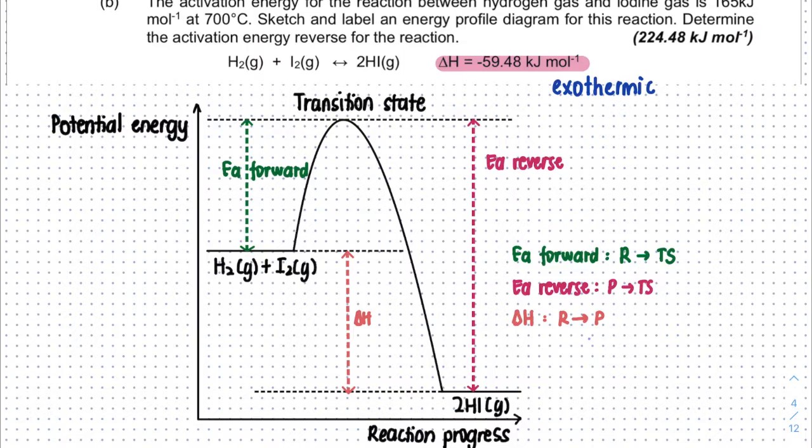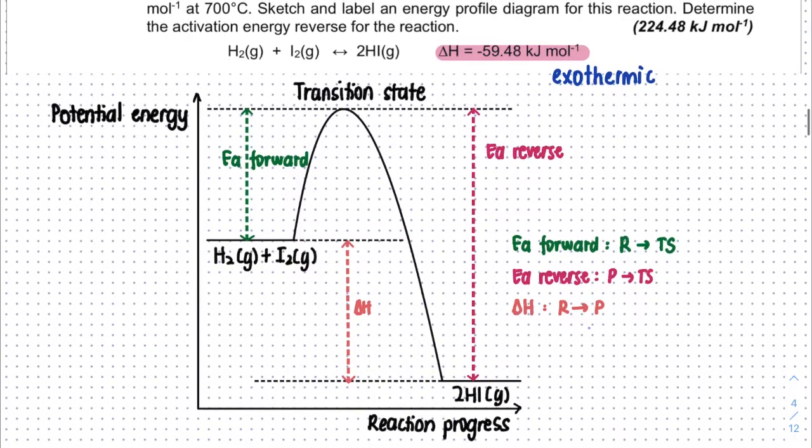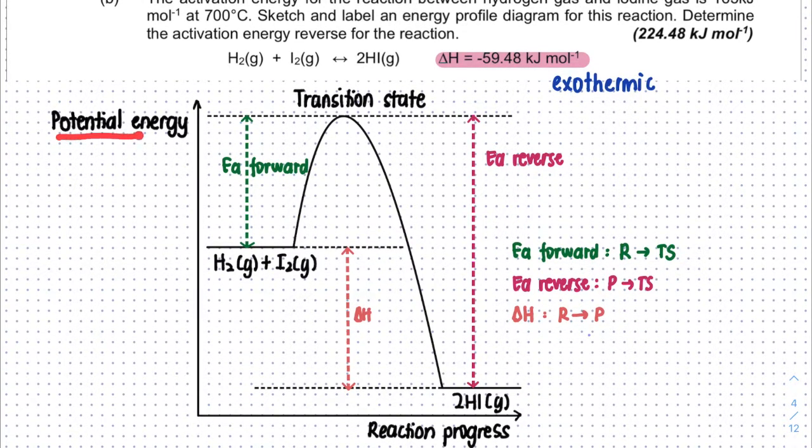Okay, so for the energy profile diagram, we have learned about exothermic and endothermic. First thing first, we have to determine from this equation whether it is exothermic or endothermic. In this case, since it is a negative sign, it is an exothermic reaction. So from the exothermic reaction, you can draw the energy profile diagram for exothermic, because exothermic and endothermic are very different. For the graph itself, you have to label the potential energy on the y-axis and reaction progress on the x-axis.